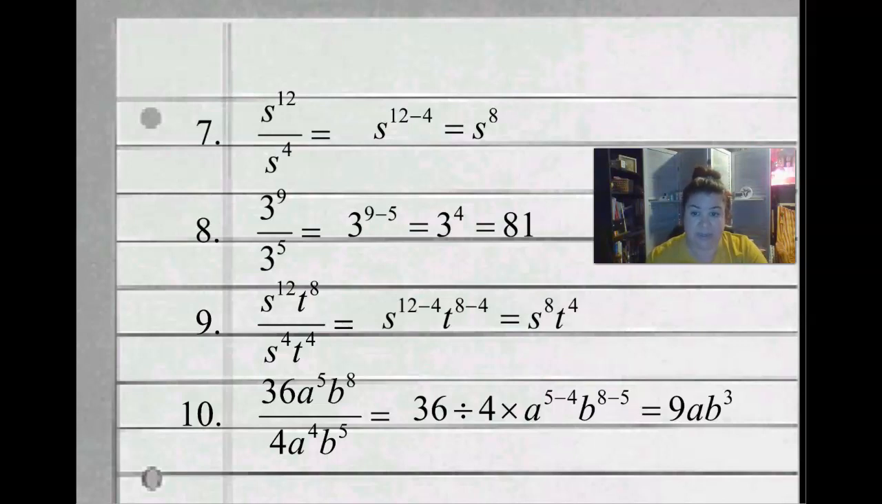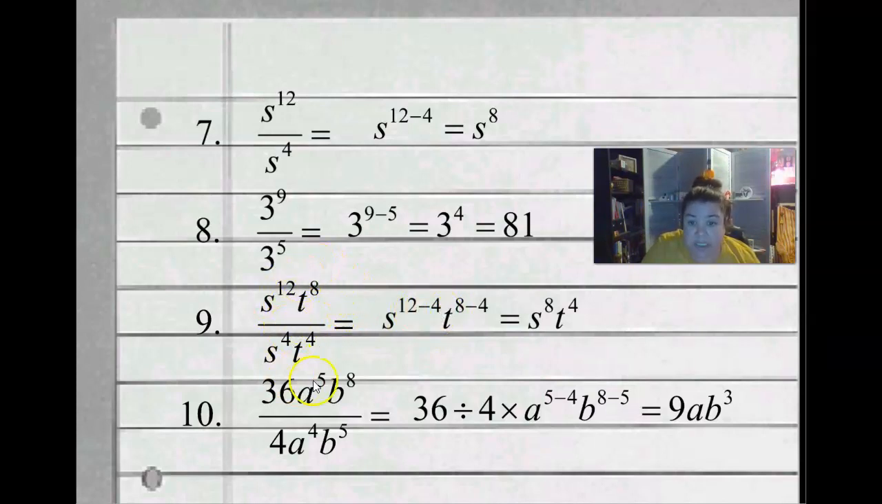Okay, look at number 9. Ooh, this one's a little tricky. A little tricky. You have 12 minus 4, because its bases are the same. Okay? So it's division, means subtraction. So you do s to the 12 minus 4 power.